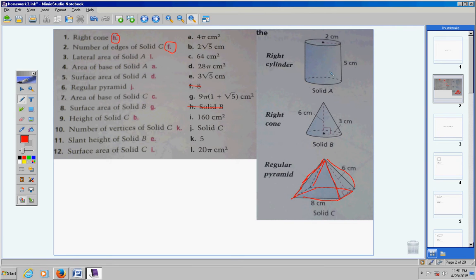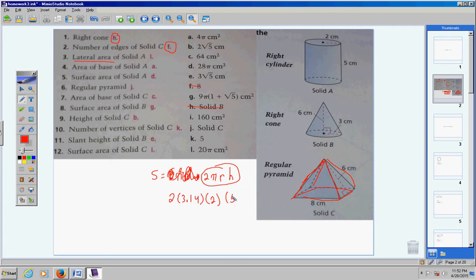Number 3, the lateral area of solid A. Solid A is a right cylinder. If you remember the formula for the surface area of a right cylinder, it is 2 pi r squared plus 2 pi r h. But number 3 asks for the lateral area, so what I taught you is to get rid of this part of the formula and use this part only. So we have 2 times 3.14 times the radius, which is 2, times the height, which is 5.